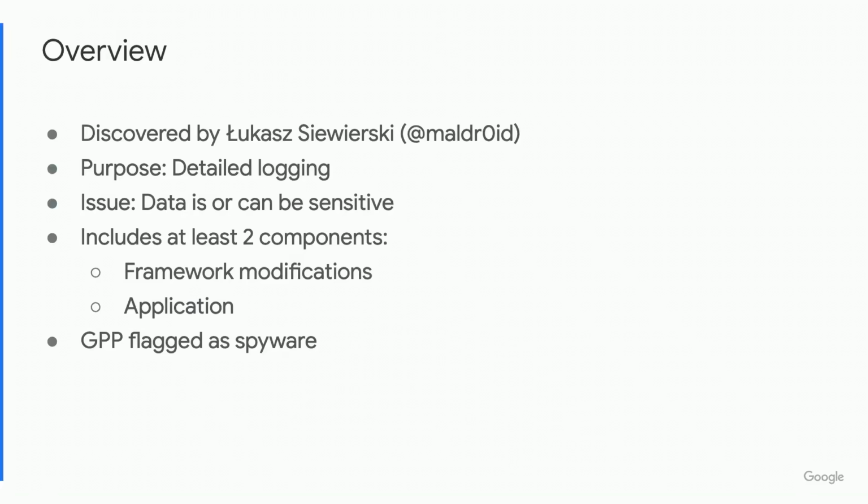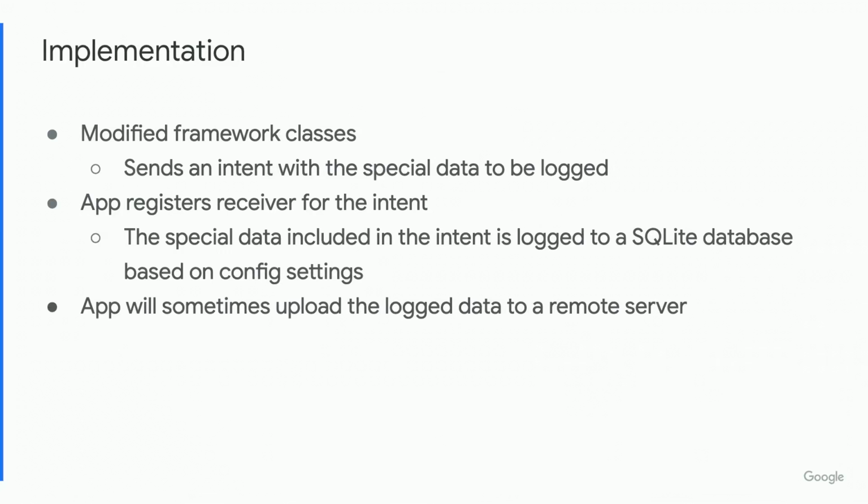And what they did is they modified the OS and application in order to get access to every URL that was visited through WebView. And thus, that's spyware. So what this looked like in practice is they modified the framework classes in order for each of those to send an intent every single time those framework APIs were called with custom data. And then they had their own logging app that registered a receiver for that intent so that they would receive it and be able to read all that sensitive data that they wanted to log. And then they uploaded it sometimes.